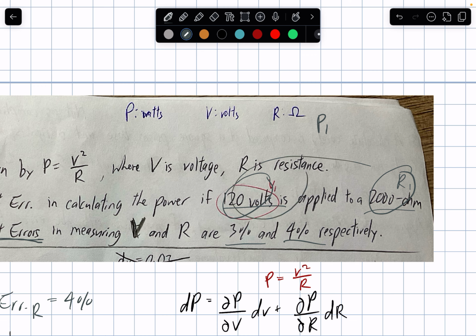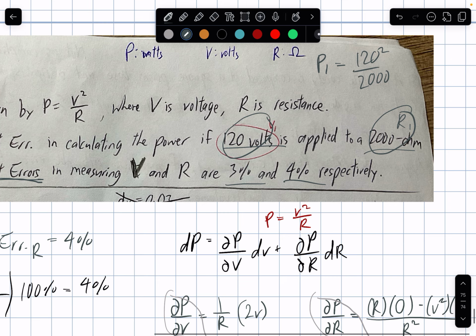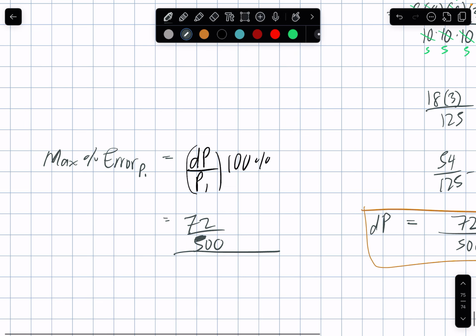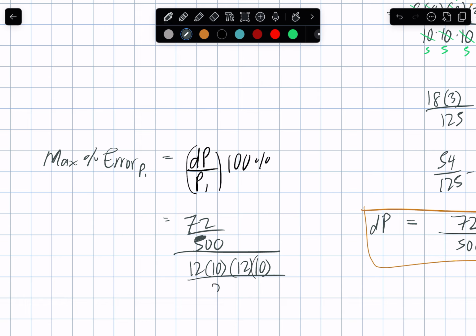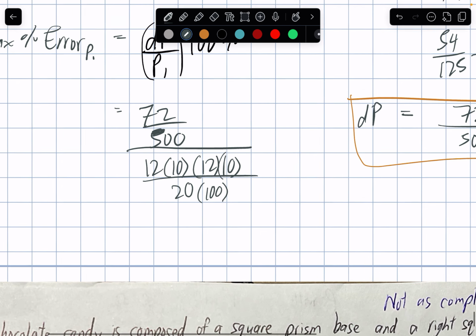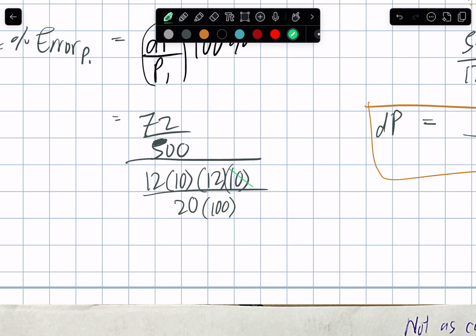So how do we identify P1? Since this is V1 and that is R1, P is V squared over R, right? So 120 squared over 2000. Let's simplify that. 120 squared, 120 times 120 over 2000. Simplify.